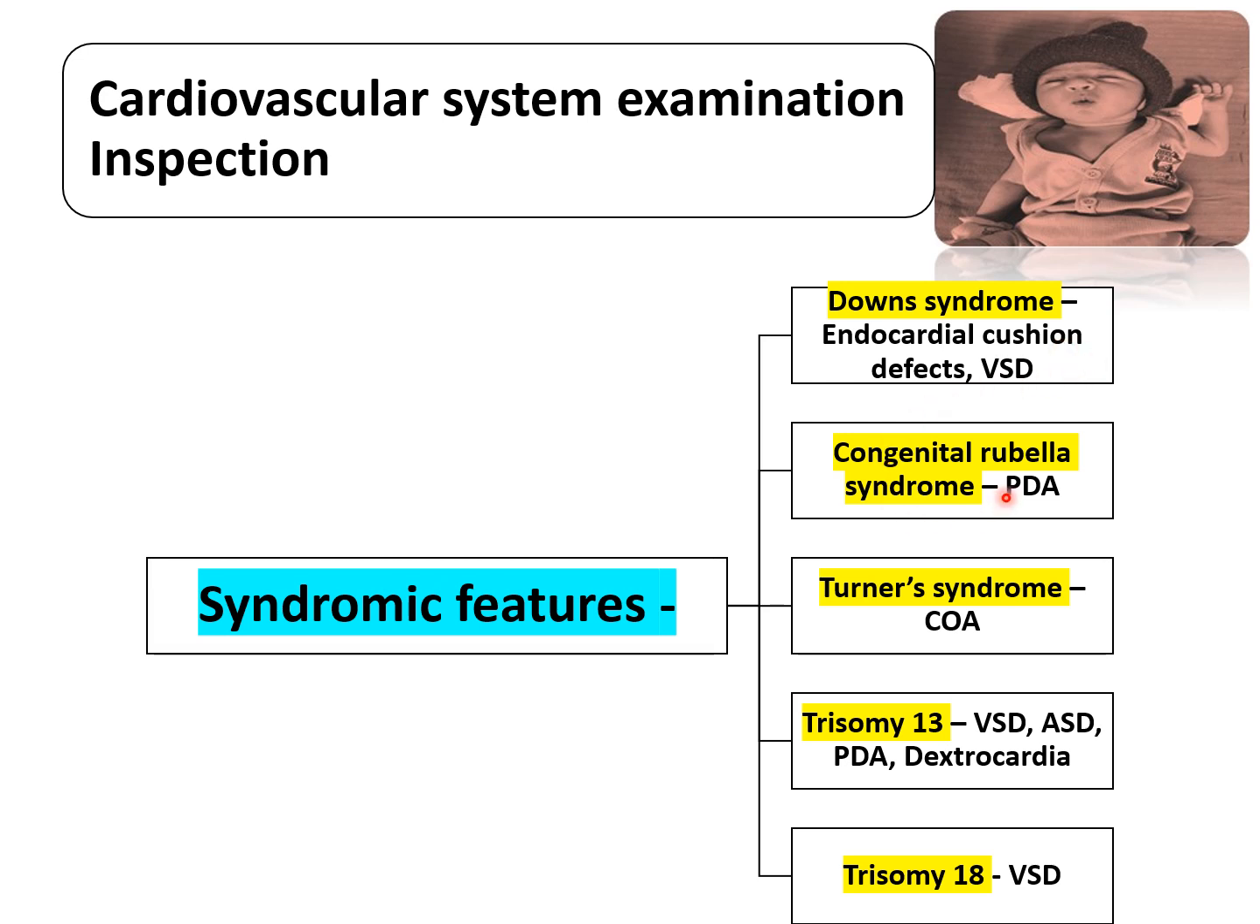If there is congenital rubella syndrome, then patent ductus arteriosus can be there. Turner syndrome, coarctation of aorta. In trisomy 13, VSD, ASD, PDA, dextrocardia are associated. In trisomy 18, VSD can be there.